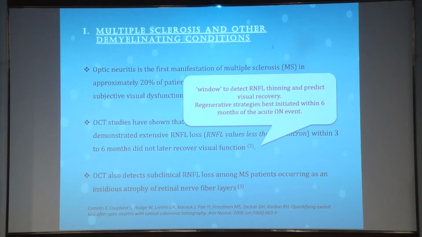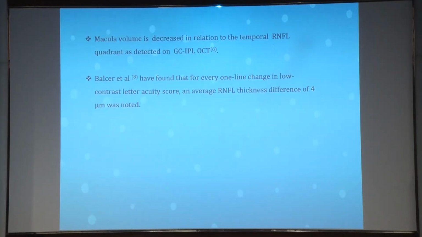Another thing can be that if you are using regenerative strategies, they are best initiated within this 6 months of the acute optic neuritis event, and they would be the most beneficial at this point of time. So another thing that we can do in optic neuritis patients is that the macular volume is decreased in relation to the temporal RNFL quadrant thinning, and that can also be analyzed in these patients.